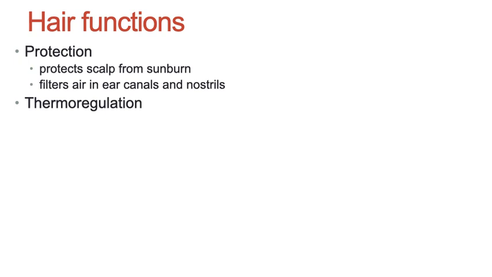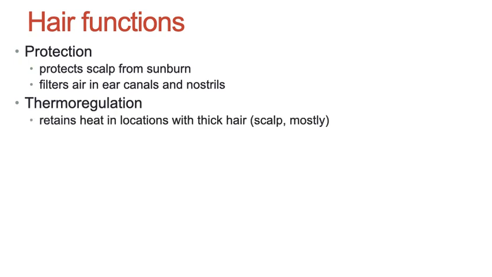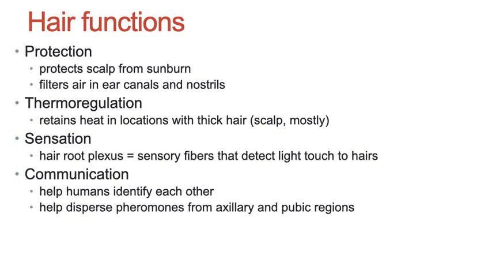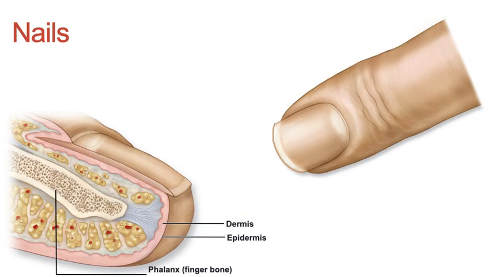The hair in your eyebrows is going to be important because it helps keep sweat out of your eyes. Hair also plays a role in thermoregulation. It retains heat in locations where the hair is thick, which is pretty much going to be your scalp. It also provides critical roles in sensory reception. So the hair root plexus is a sensory fiber that detects light touch or movement of the hairs. Hair also functions in communication. It helps humans identify each other, and it also helps disperse pheromones from the axillary and pubic regions.